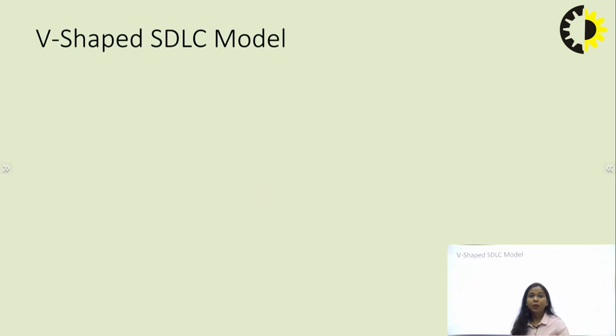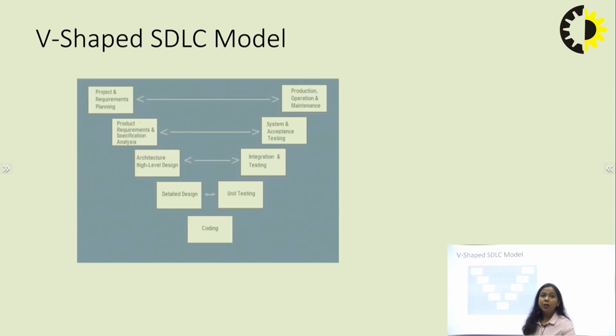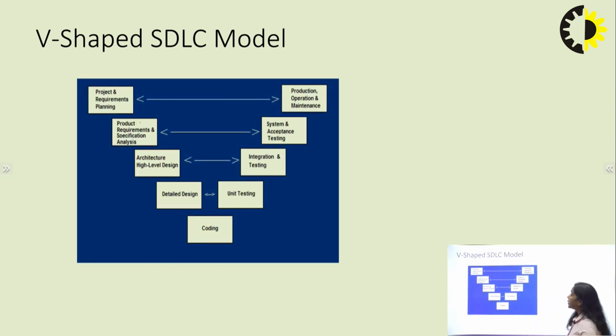Then there is the V-shaped SDLC model. There are a lot of deficiencies or disadvantages in the waterfall model. That's why we move to the V-shaped SDLC model. What is the V-shaped SDLC model? First of all, we take the project requirements, then the project specification is designed. High-level architecture is designed, then detailed design, and finally the coding. And for every level, a testing phase is simultaneously integrated.